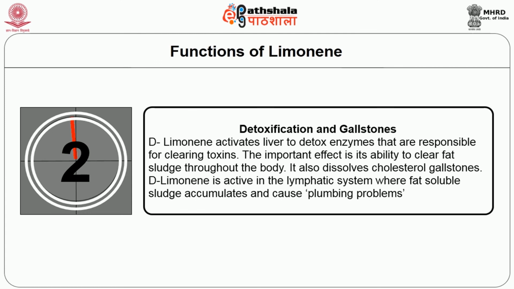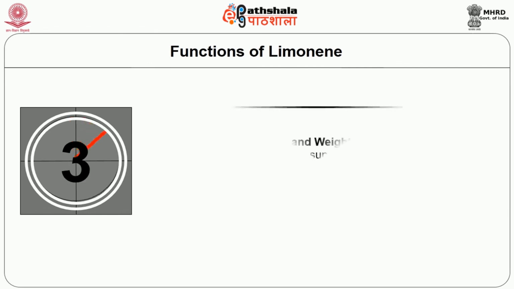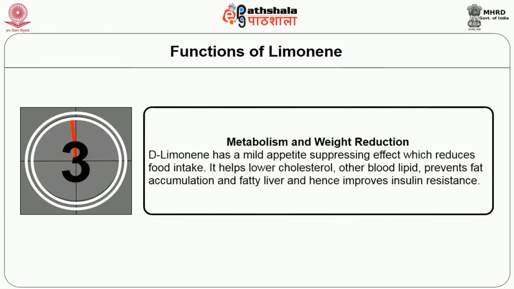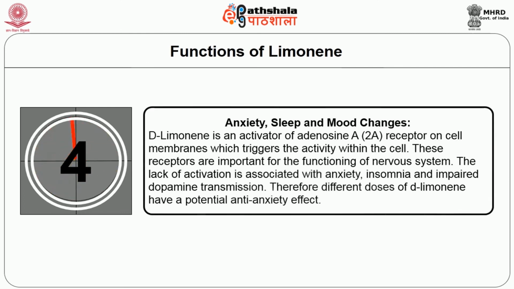D-limonene is active in the lymphatic system where fat soluble sludge accumulates and causes plumbing problems. D-limonene has a mild appetite suppressing effect which reduces food intake. It helps lower cholesterol and other blood lipids, prevents fat accumulation and fatty liver, and hence improves insulin resistance. D-limonene is an activator of the adenosine A receptor on cell membranes, which triggers activity within the cell.